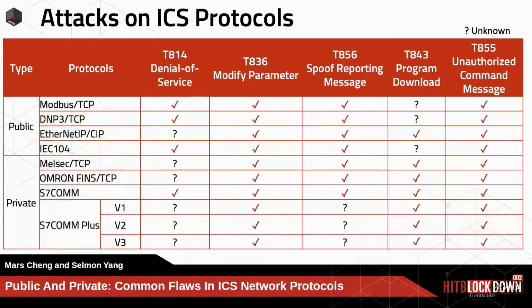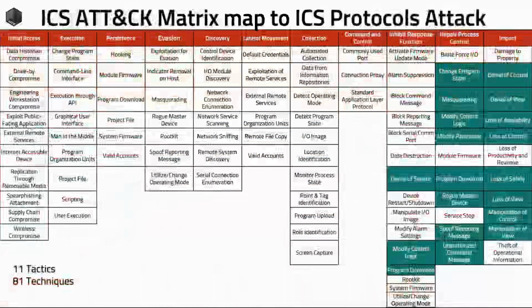So whether public or private, those communication protocols have very high security risk. An attacker can easily perform kinds of attacks with those techniques, such as denial of service, modifying parameters, spoofing reporting messages, and program download, with uncertain command messages from lossy protocols. It can make a huge impact. But what kind of impact will happen in the ICS environment? So we still map it to the ICS attack matrix.